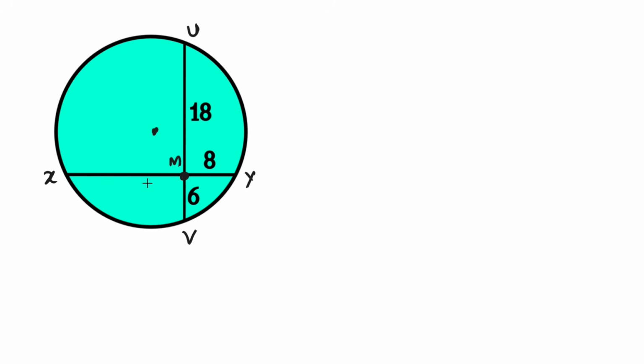The first thing we should notice is that two chords are intersecting inside the circle, so we can apply the Intersecting Chords Theorem. This theorem tells us that the product of the two segments of one chord equals the product of the two segments of the other chord. In other words, XM multiplied by MY equals UM multiplied by MV.